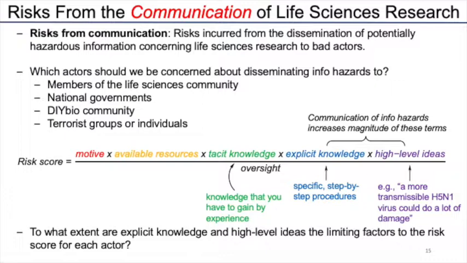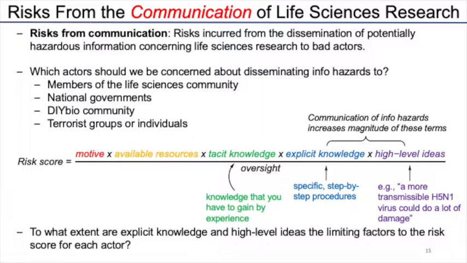Things like how to actually use a micropipette correctly, such that you're measuring out the correct quantities. And explicit knowledge, which are the step-by-step procedures that you would read off and be able to just follow, like this is how you start a pandemic, or just a method section of a paper or something like that. And then finally, high-level ideas, basically just having the idea in the first place that you could, for example, make a more transmissible H5N1 virus and start a pandemic that way. And then finally, in the denominator, there's oversight, so the amount of legal or other oversight that is preventing you from carrying out an attack.